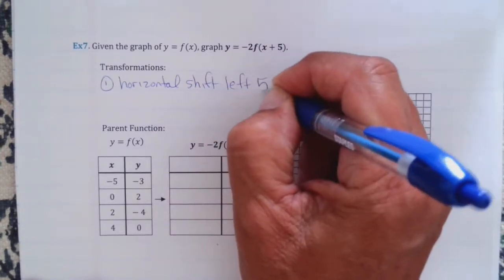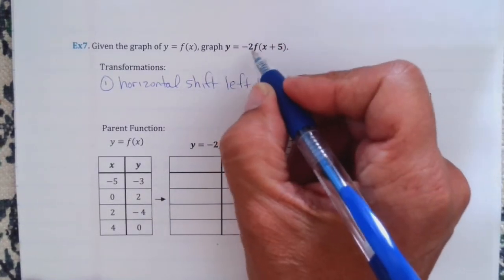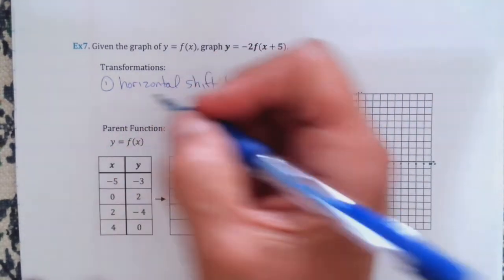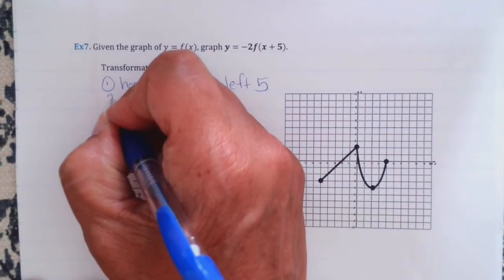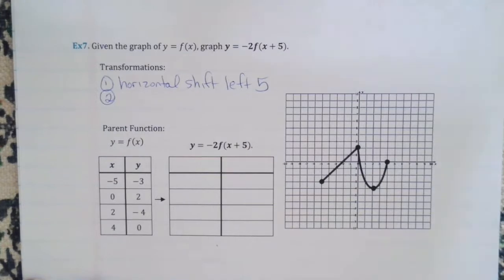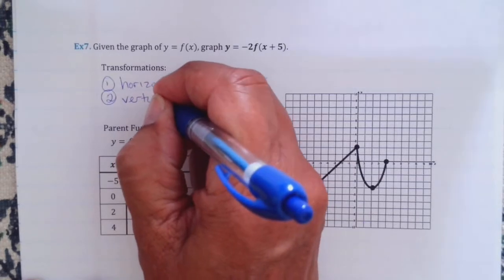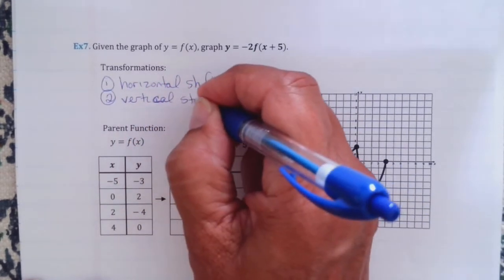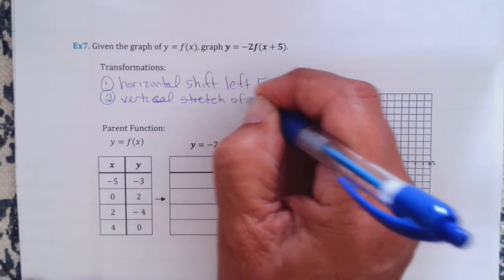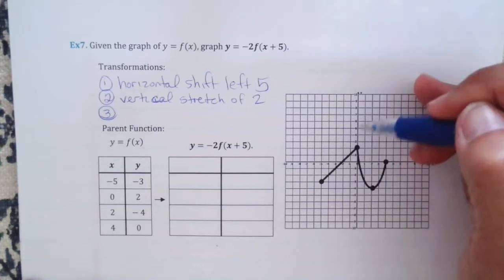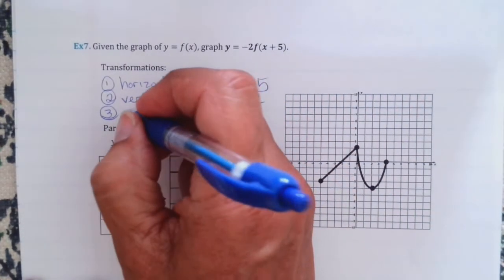Okay, do the opposite. And then this is 2 things going on here. This is a reflection and a stretch. So we're going to do the stretches first. Okay. So that's a vertical stretch of 2. And also, this is a reflection. So when this affects y, remember y goes opposite. So you're going to reflect over the x-axis.